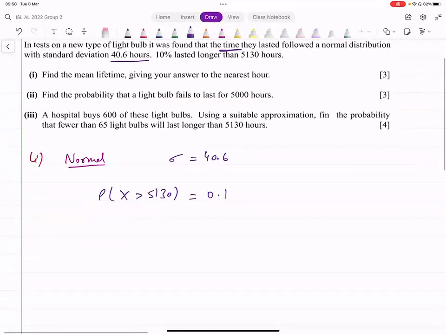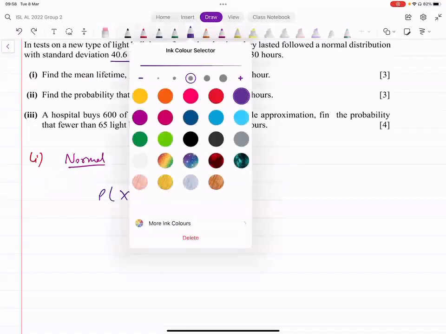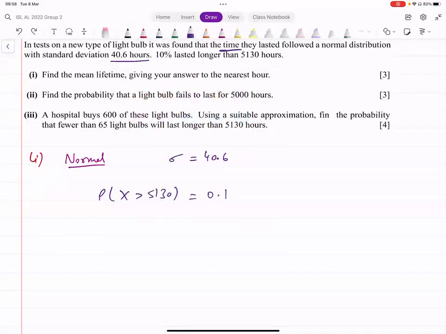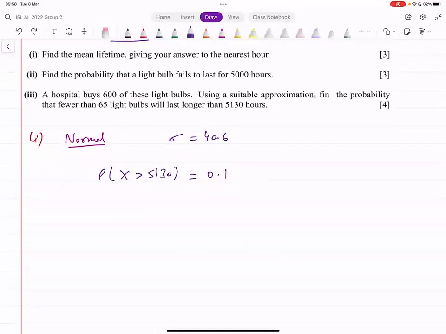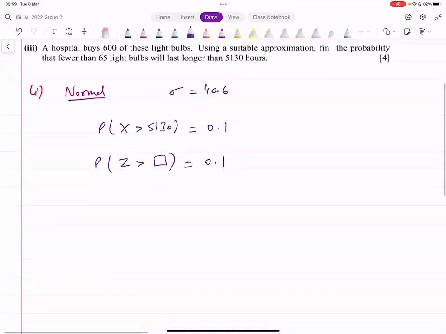Now, what do we have to do in the first part? We have to find the mean using this information. This is an inverse normal problem: we are given the probability and need to find some missing data, here the mean is missing. So how do we think about it? We first convert it to z: the probability of z being greater than something is equal to 0.1. And now we need to figure out whether this value of z is positive or negative.